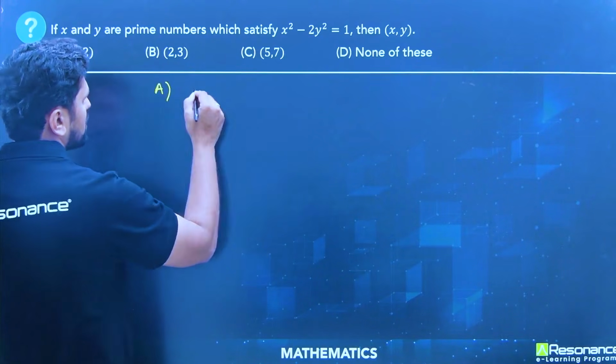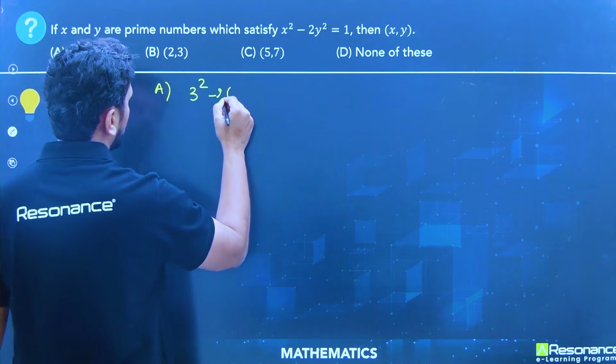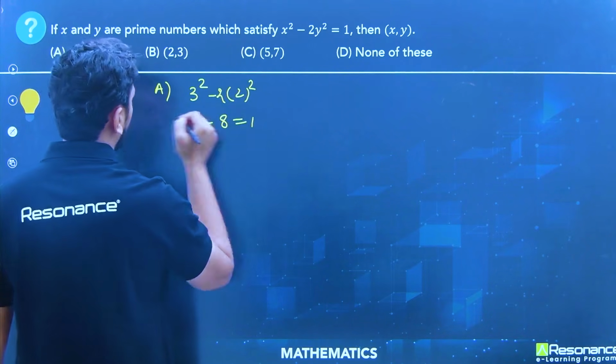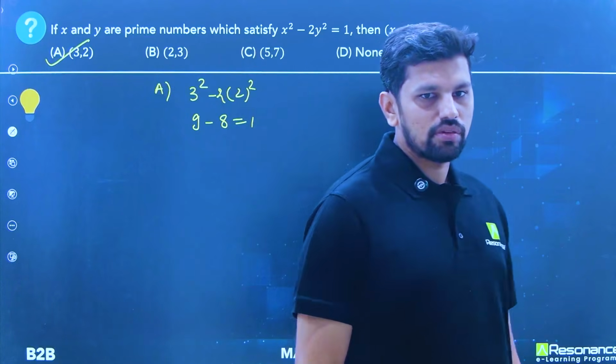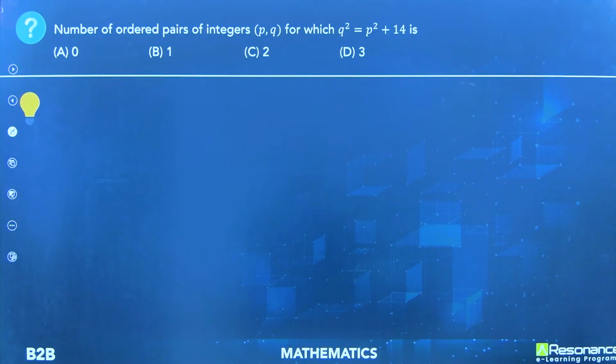Option A, let's say x value will be 3. So 3 square minus 2 times 2 square, that is 9 minus 8, which is equal to 1. We don't have to check any of the other options. We directly got 1. Very good. Let's try this one.